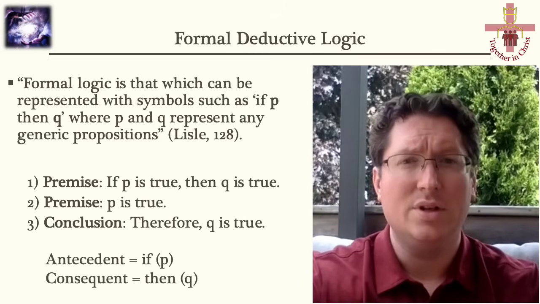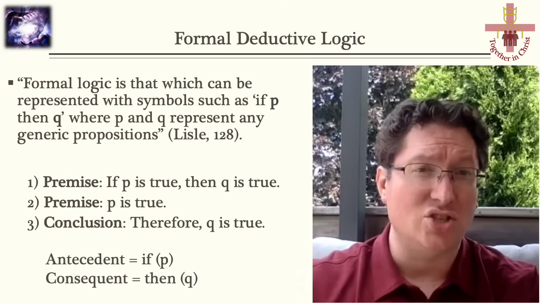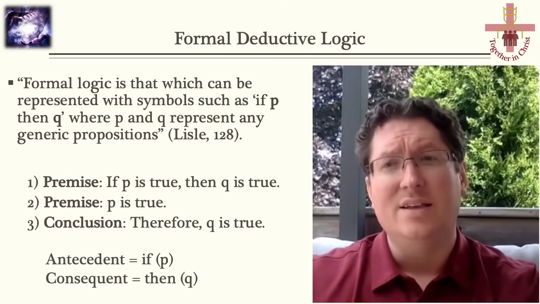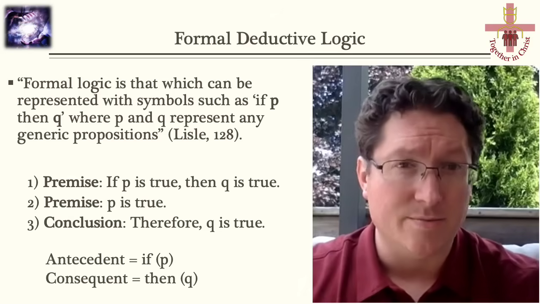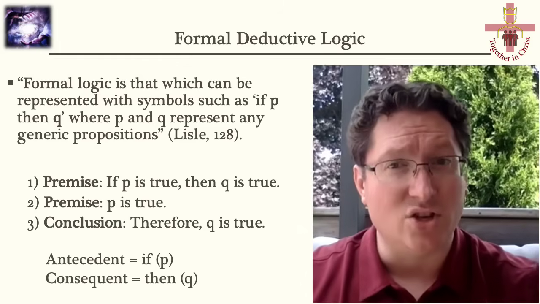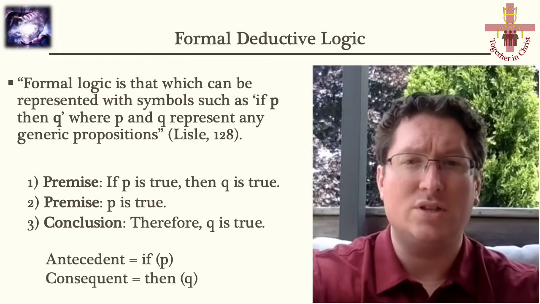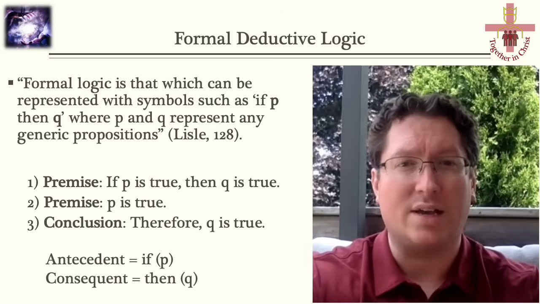An example would be what Lisle gives us. The first premise: if it is snowing, P, then it must be cold outside, Q. And then the second premise: it is snowing, so P is affirmed. And so the conclusion is: therefore it is cold outside, Q.